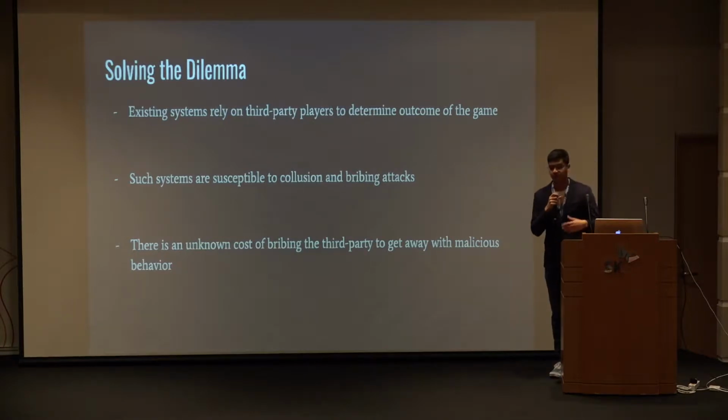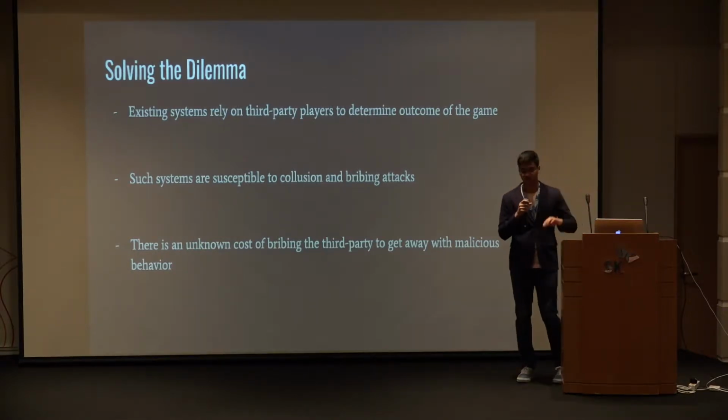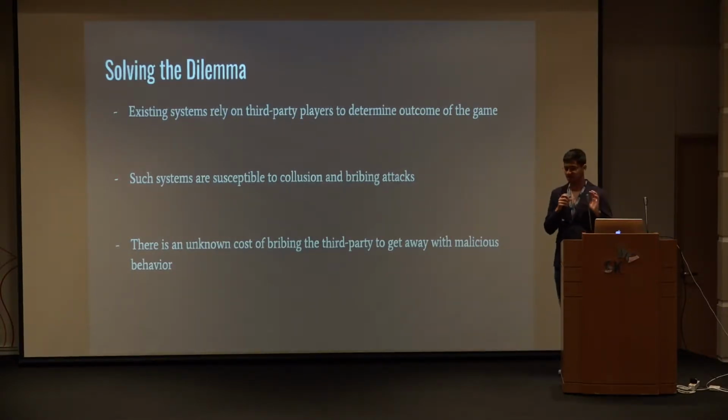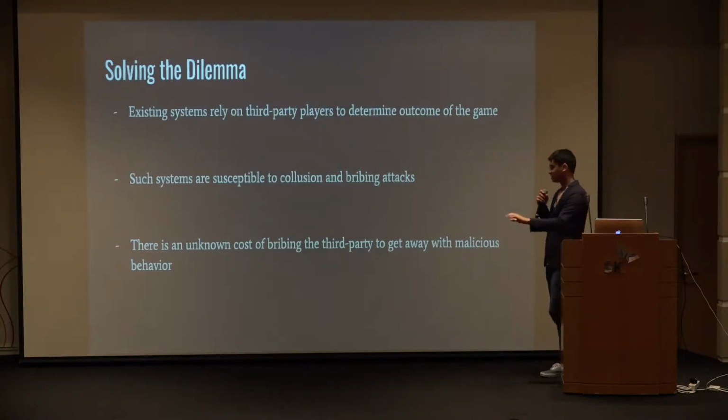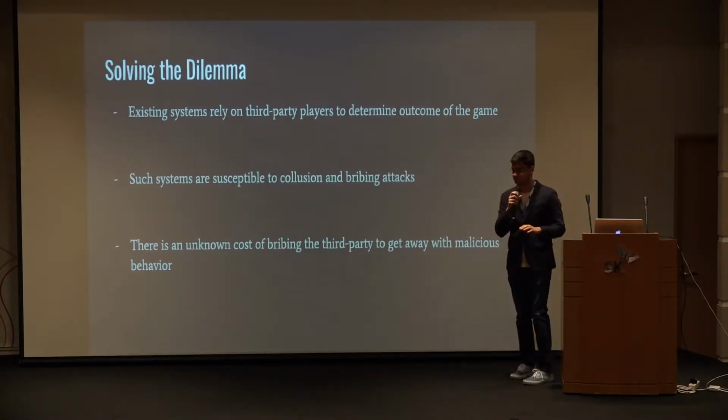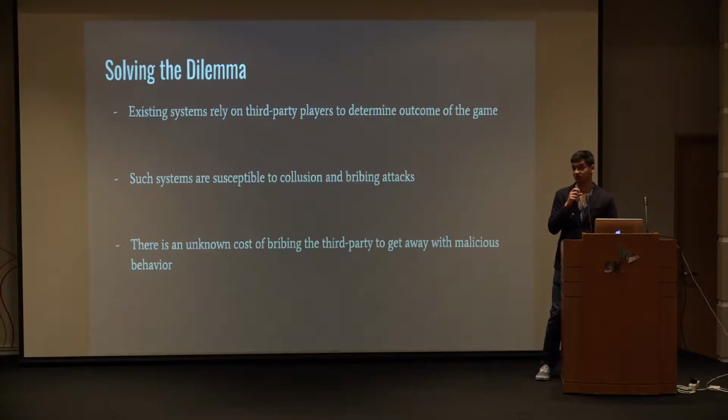So, existing systems definitely do rely on a disinterested third party to determine the outcome. And of course, whenever there is a disinterested third party, you're always susceptible to attacks of collusion and bribery. And the important part is that the cost of bribing or collusion is unknown to players before they start playing. And it's possible to bribe someone and get away with malicious behavior.